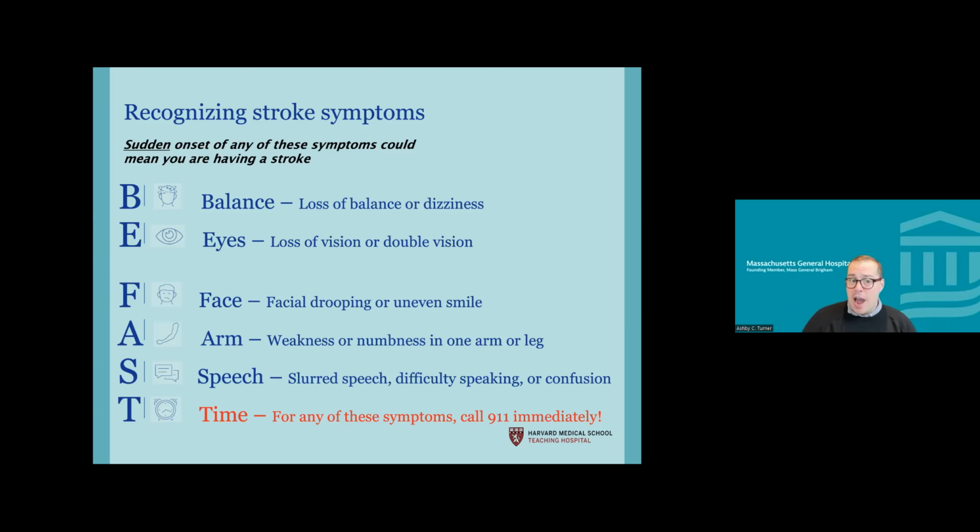The E is for eyes, and this would include a loss of vision. So it could be one eye just kind of graying or blacking out, or part of the vision in one eye graying or blacking out, or it could be part of a visual field losing. Could be half of your vision, or a segment of your visual field involving both eyes. But a sudden loss of vision could be a sign of a stroke.